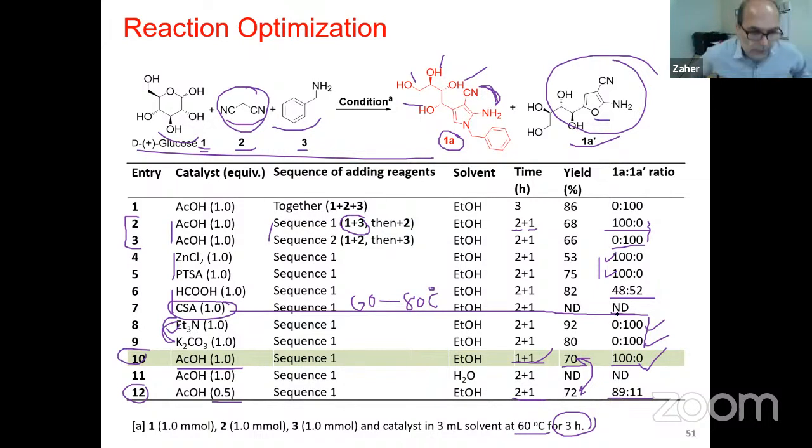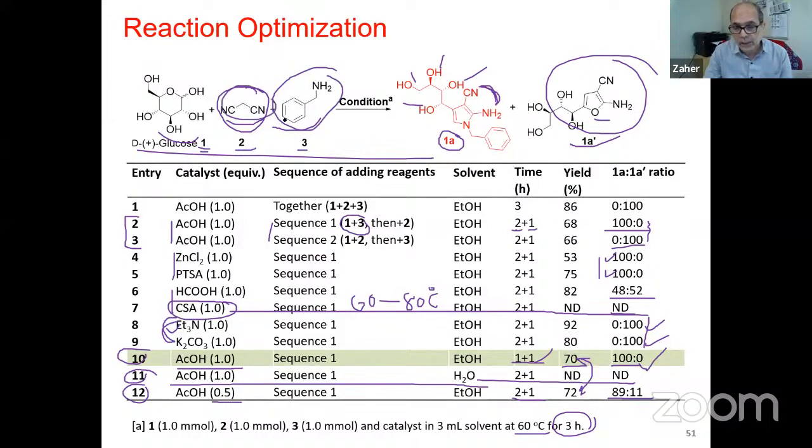I can also bring your attention to entry number 11. I'm using acetic acid, but here the solvent is not the right solvent. I'm using water, and also here I have no product at all. Why? This is because my amine and my nitrile don't mix with water. This reaction doesn't proceed because these 2 and 3 don't mix with water. Only glucose is soluble in water. The other 2 are not soluble in water. Therefore, there's no reaction.